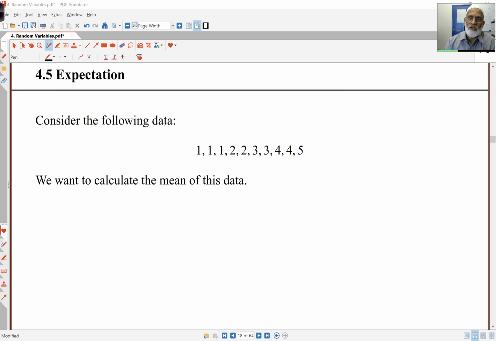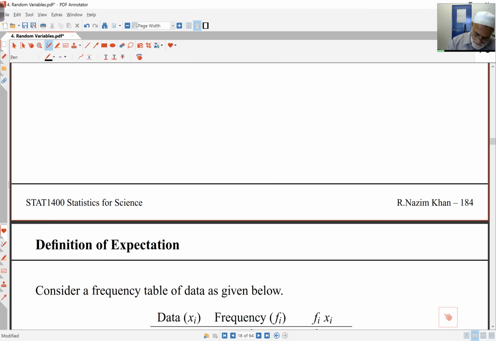In this second lecture on random variables, we'll be looking at expectations or means. Exactly as we can find the mean for data, we can also find the mean of a random variable. Let's have a look at the data situation to start off with, so we can look at something that we've seen before. If I have the following data, 1, 1, 1, 2, 2, 3, 3, 4, 4, 5, I want you to calculate the mean of the data.